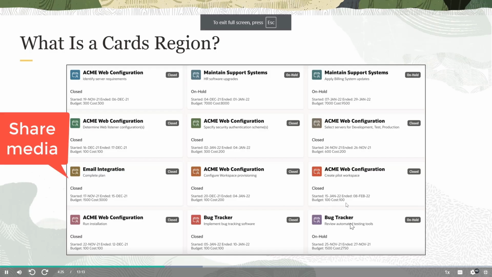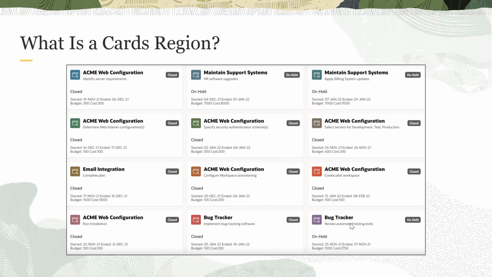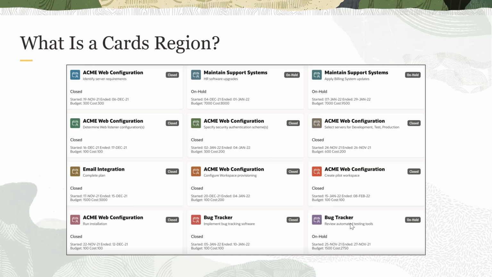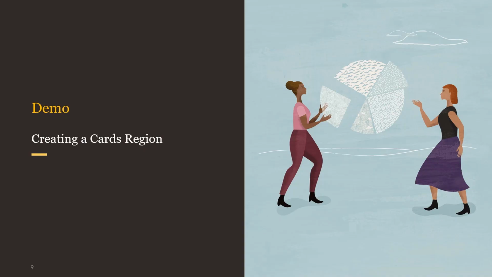Use cards to embed and share media sourced from a blob column, URL, or video in an iframe. On the screen, you can see an example of a cards page built on the projects table. Each card can display a variety of information pulled from the columns in the underlying table. Both the Create Application Wizard and the Create Page Wizard support the creation of cards. Now let's go ahead and create a cards region in the Apex workspace.